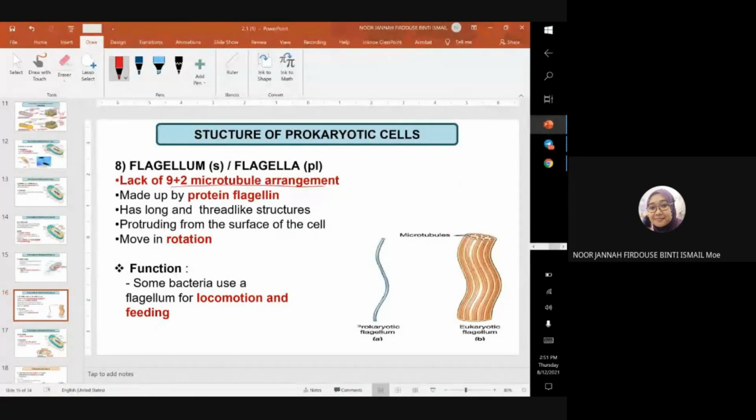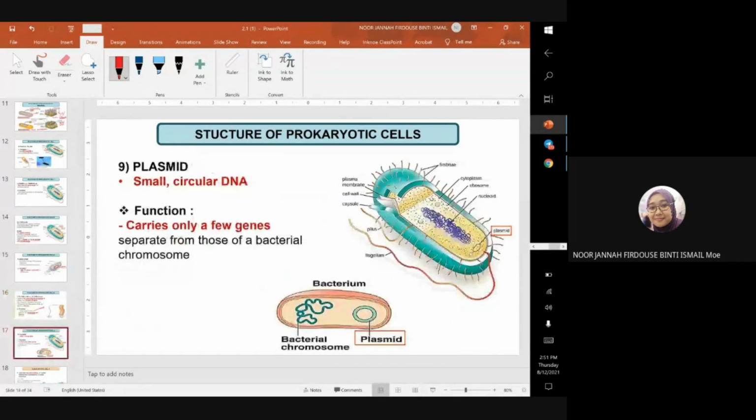The flagellum in prokaryote is used for locomotion. Locomotion maksudnya mobility or movement and feeding. Feeding makalah, tak tahu kan.